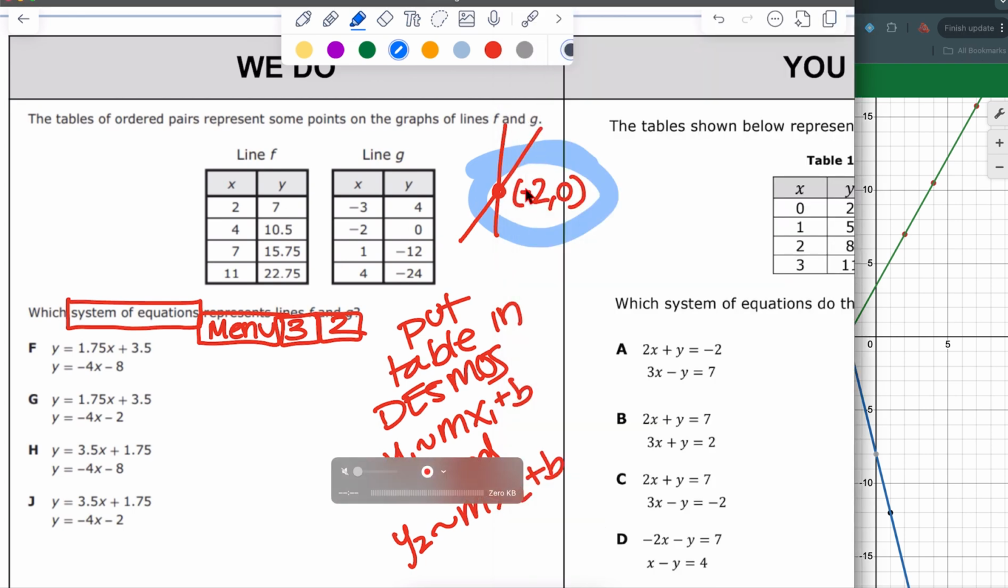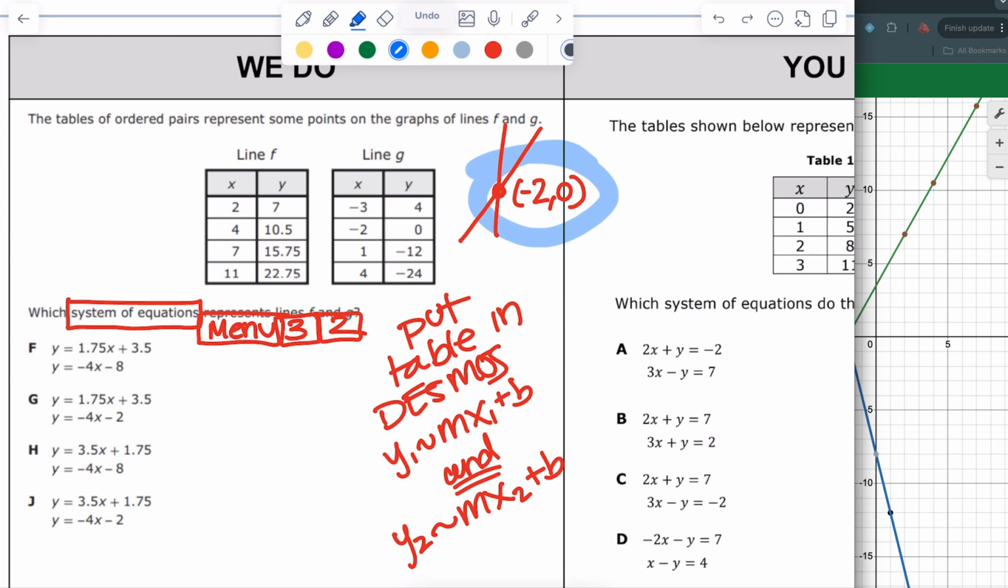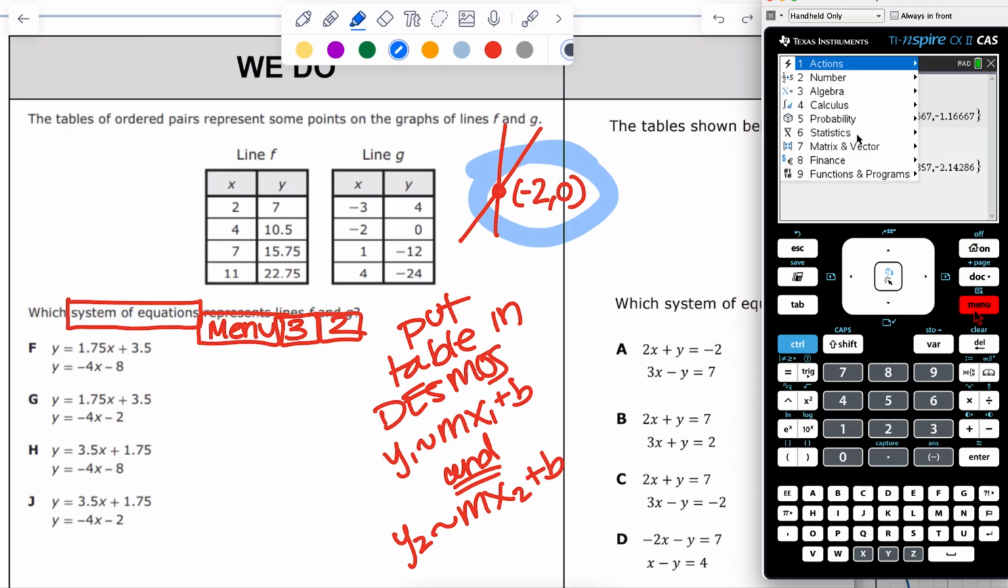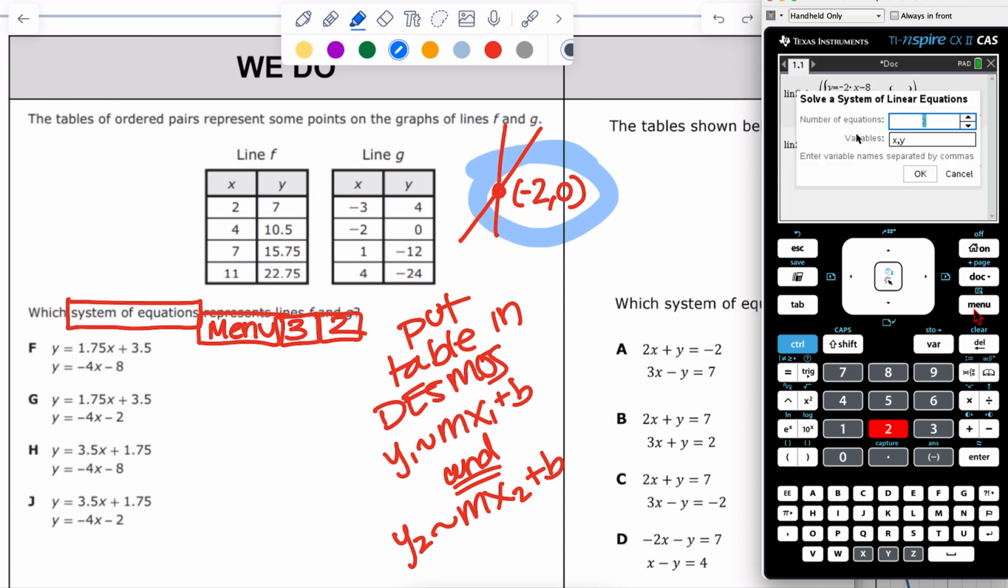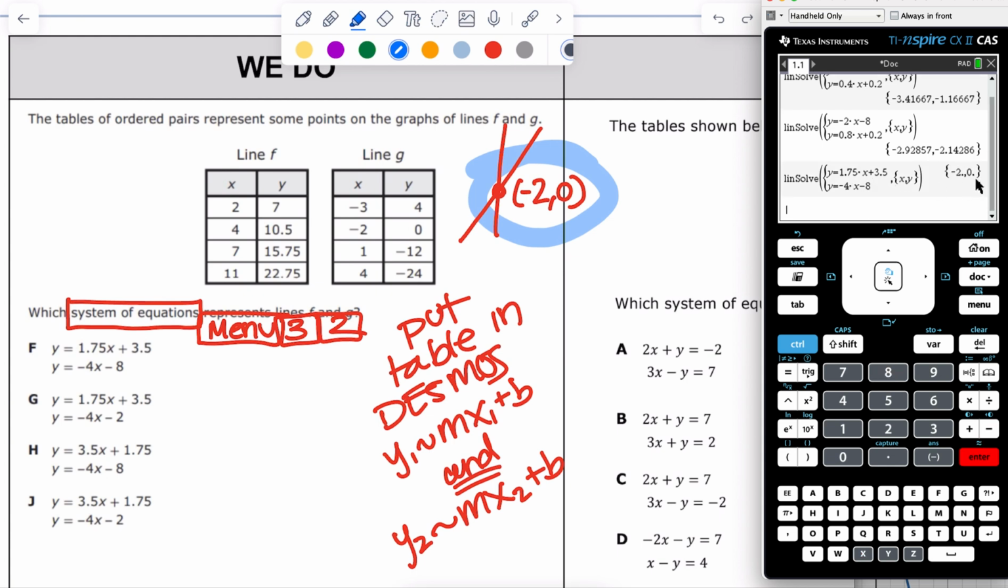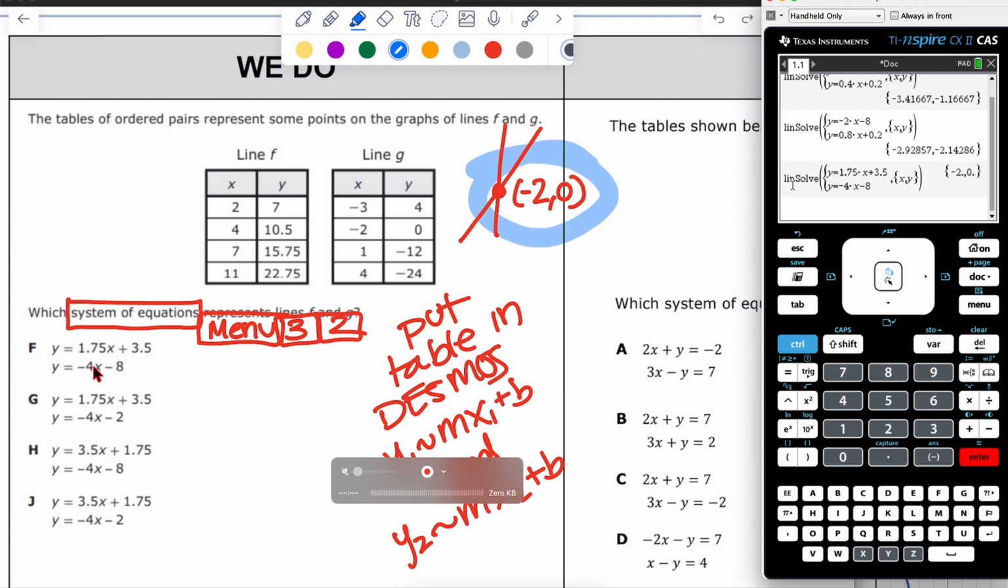So now I'm going to look at my answer choices. I don't see negative 2, 0, but I know I have two equations, so I need to go to the calculator. Menu 3, 2, enter, and I'm going to do each answer choice until I find negative 2, 0. So A, y equals 1.75x plus 3.5, and then y equals negative 4x minus 8. Enter. That gives me negative 2, 0. So that would be my answer.